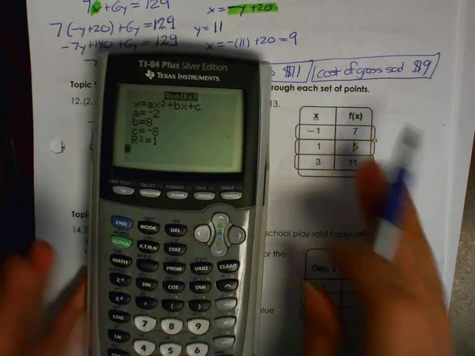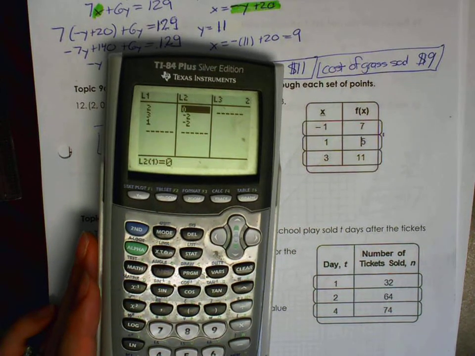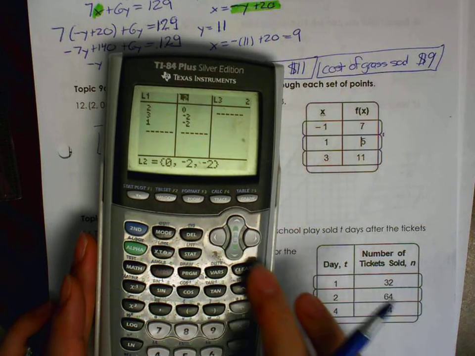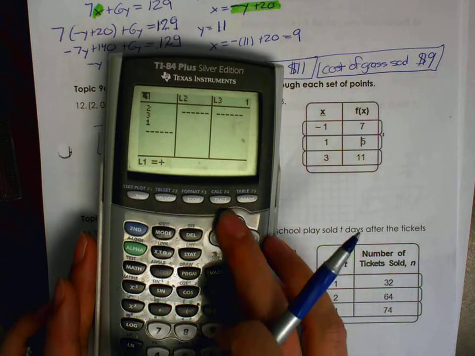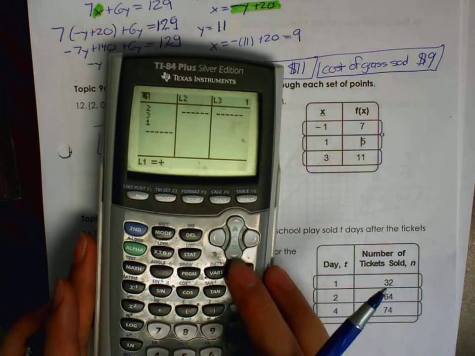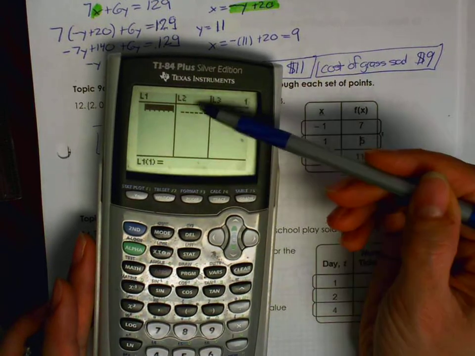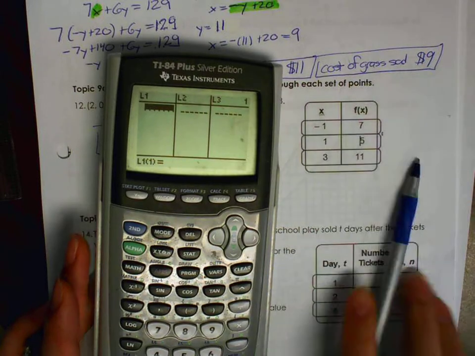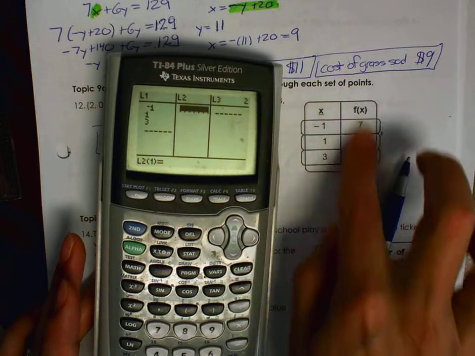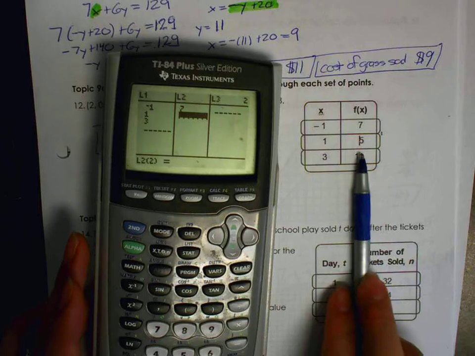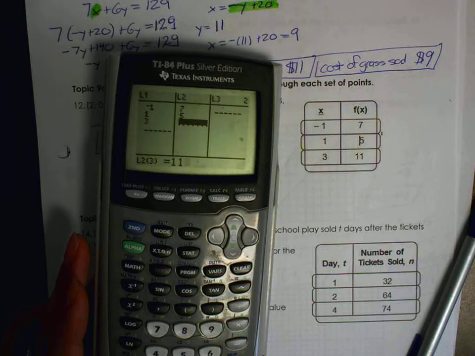So again, I need to hit the stat button first, and I need to enter my data. That's under edit. I'm going to clear my data, but clear. So go up to L2, hit clear, enter. L1, clear, enter. Oops. Didn't actually hit clear. Okay. So now I'm going to enter all of my x values in L1 and my y, or my f of x, in L2. So I have -1, 1, and 3. Those are my x values. And my f of x, or my y, is 7. It looks like a 5. And 11. Hoping that's a 5.